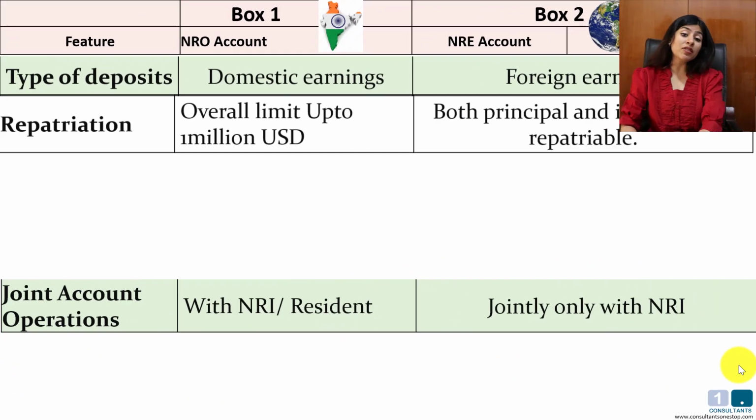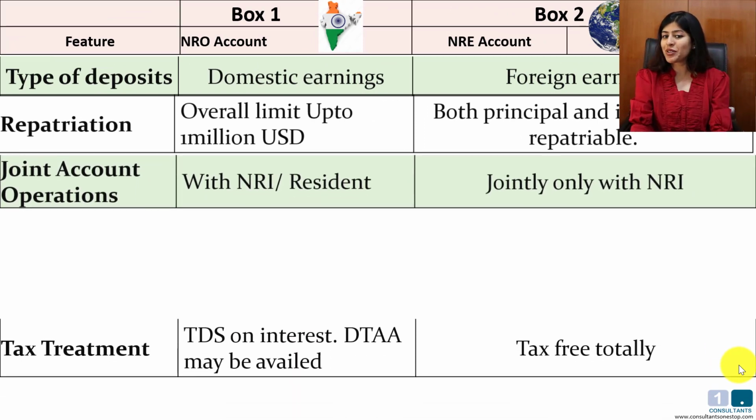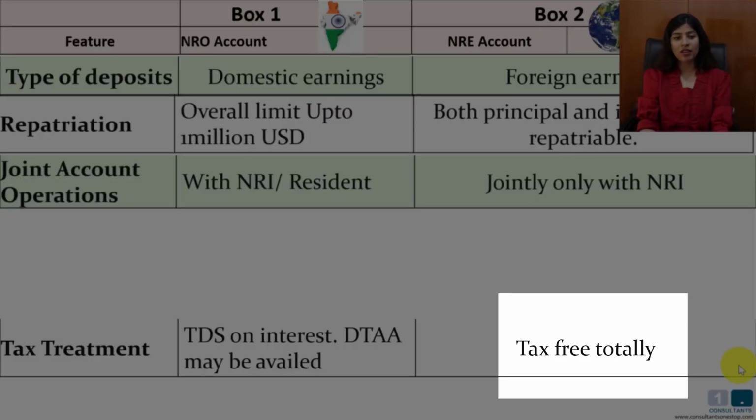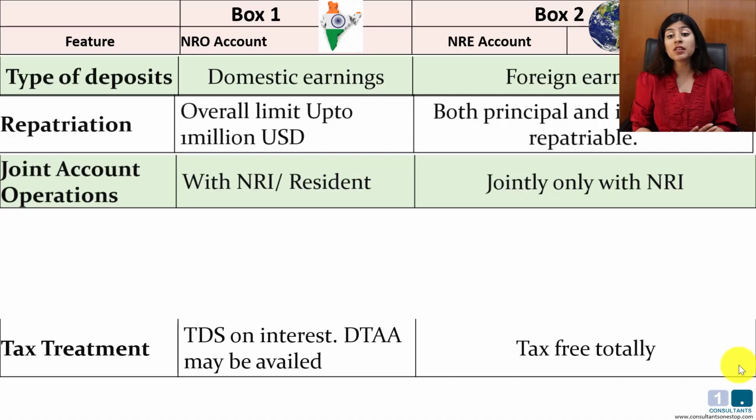The fourth important factor is taxability. Box number 2 is very attractive on this parameter because the interest earned on NRE and FCNR accounts is completely tax-free. The principal as well as the interest is not subject to any taxation at any point of time. However, since box number 1 contains Indian earnings, the Indian government gets you here and the interest on this account is subject to taxation. But you may avail the benefits of DTAA, like the US DTAA offers a reduced tax of 15% on interest income.